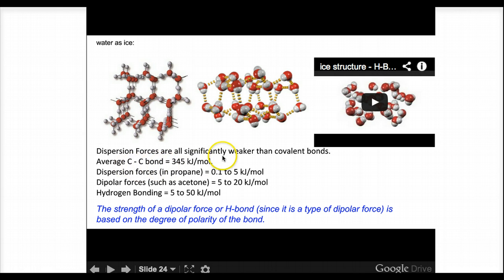An average carbon-to-carbon bond, the strength of that bond energy is 345 kilojoules per mole. Dispersion forces in propane is about 0.1 to 5 kilojoules per mole, so very, very weak. Dispersion forces, or London dispersion forces or LDFs, can become more significant as you become more polarizable with more electrons or the distance increases. Dipolar forces like in acetone or propanol are 5 to 20 and H bonding is 5 to 50. So you can see that the strength of intermolecular attractions increases as we go from the LDFs to dipolar to, of course, hydrogen bonding, but nowhere near the strength of the bonds between the atoms. It's very important.